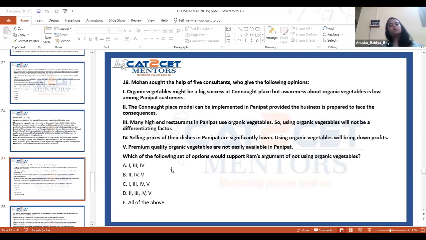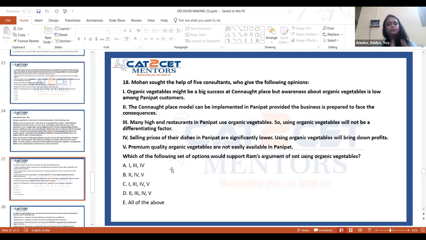Next, the Connaught Place model can be implemented in Panipat provided the business is prepared to face the consequences. This is nothing to do with it. How is it anyway supporting Ram? What Ram is arguing is we do not use quality organic vegetables. Option 2 is not saying anything about that. 2 is going tangent to what is being said. So 2 is not an option to be considered.